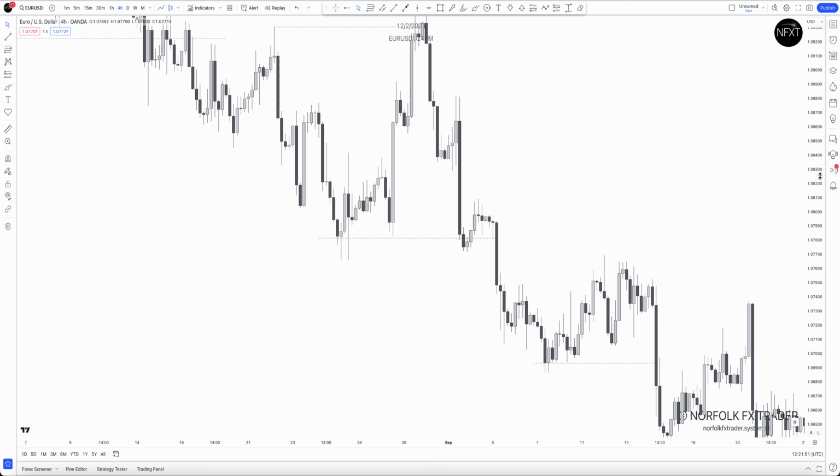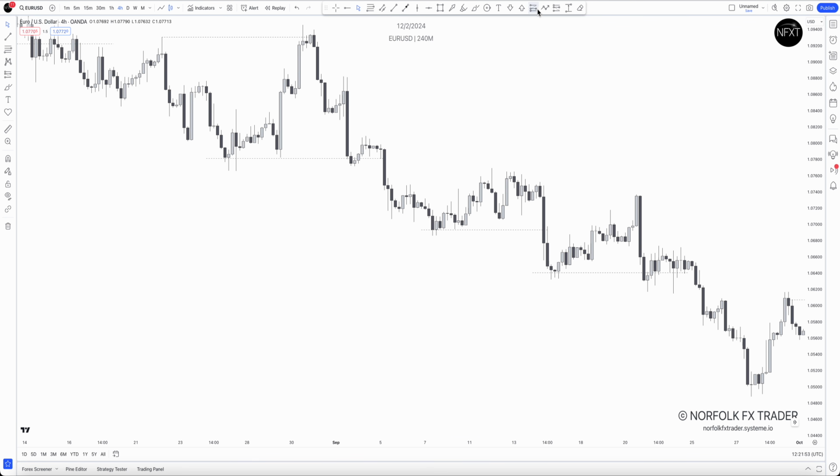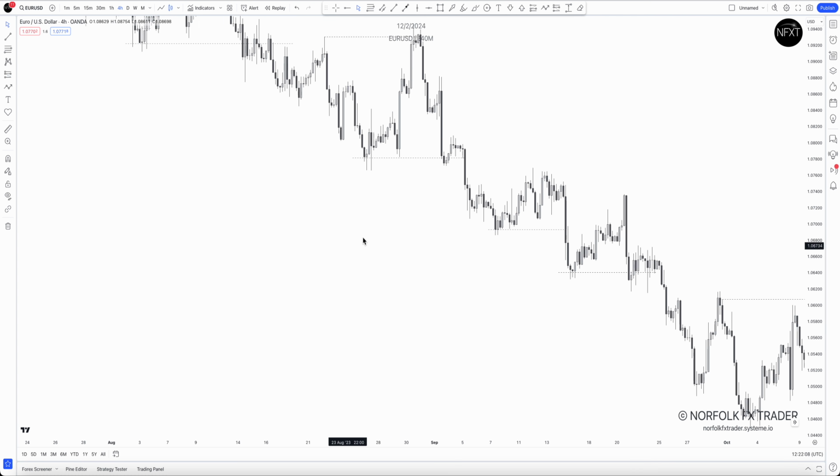We break out again. Okay, you can see the internal structure here on the way down. Okay, we have a break, pullback, okay, continuation of internal structure. Then the market comes back higher and we break out again. So it's understanding reading these structures within these structure breaks.